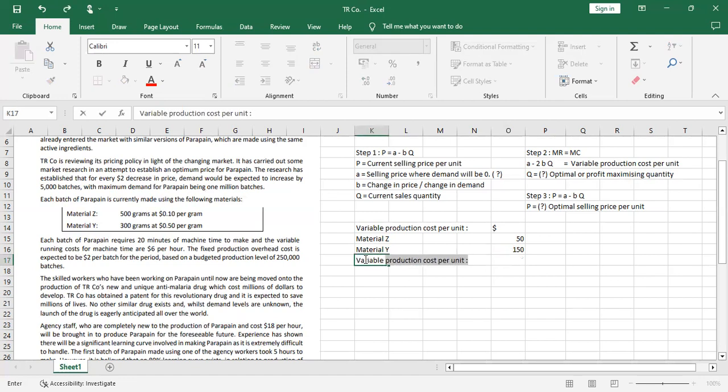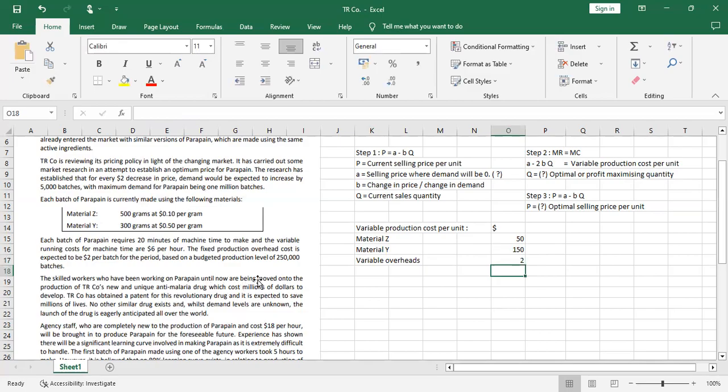Then we have variable overheads, which is provided as machine time. Variable overhead is equal to, now it is 20 minutes. As I told you, we will convert these minutes into hours. So 20 divided by 60 multiplied with what? Multiplied with 6, which is machine time per hour. So we have variable overheads of $2.